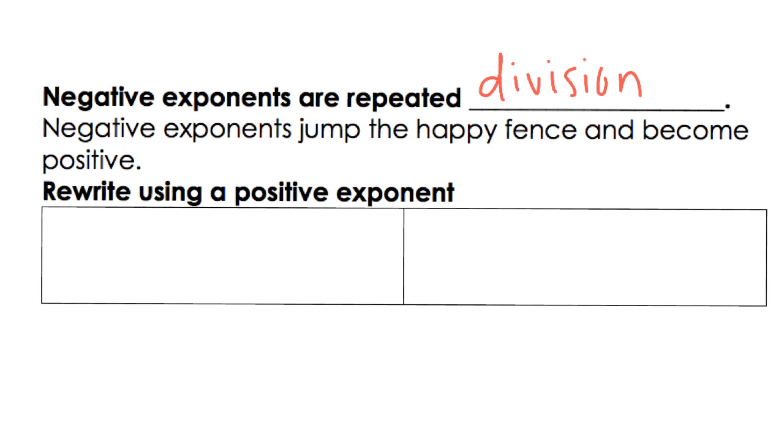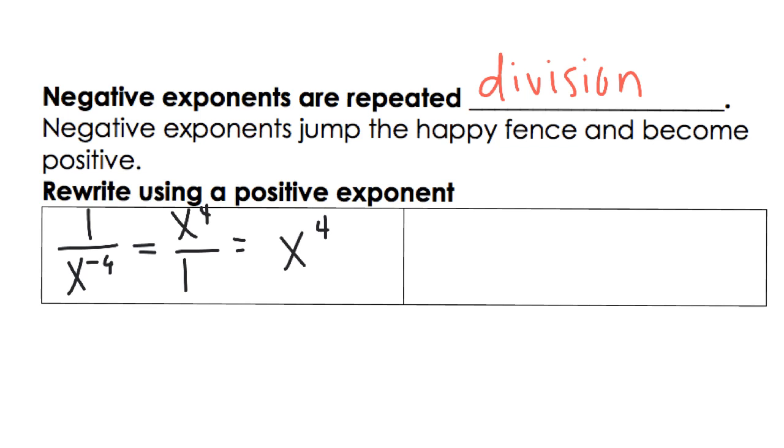positive exponent. So if it says to rewrite using a positive exponent and we have 1 over x to the negative 4th, anything that has a negative exponent, like this x to the negative 4th, is negative, it's unhappy where it is. It's going to jump the happy fence. That line is the happy fence. So it's going to move to the top, and when it moves to the top, it becomes positive. So now I have x to the 4th. There's nothing left on the bottom besides a 1. I don't need the 1. I can just write x to the 4th power.